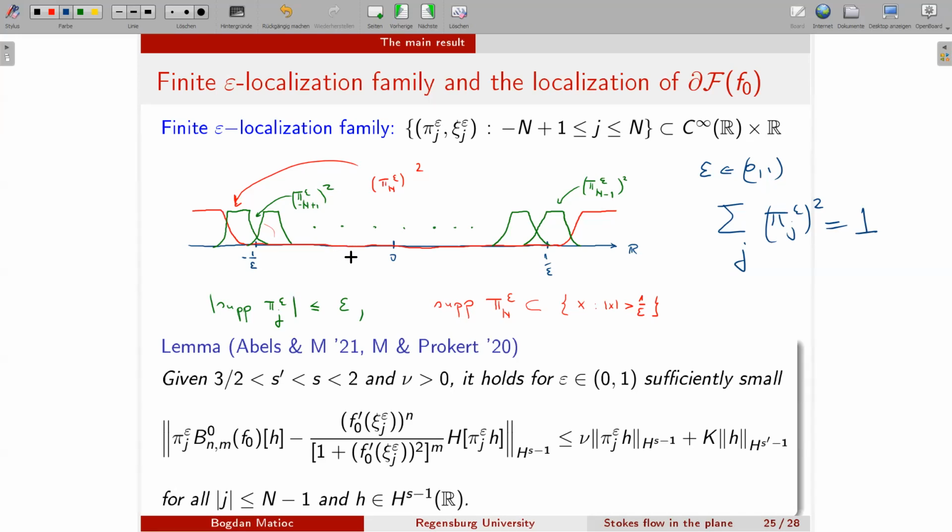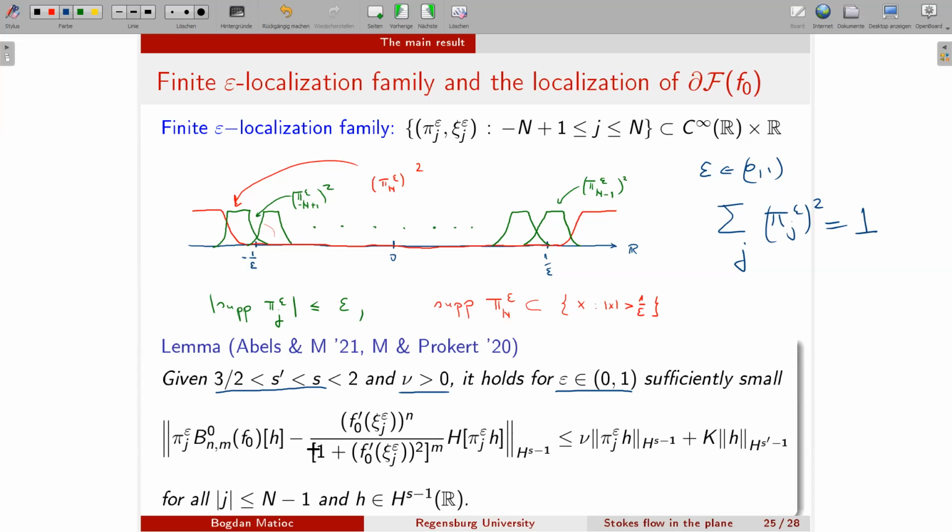Okay, and then the localization goes as follows. We choose s prime between 3/2 and s, and we are given mu positive. Then, for epsilon sufficiently small, we find such a partition such that pi j epsilon multiplied with, this is the operator we want to localize, we want to localize B N M O applied to f0 evaluated at h, and we multiply with pi j epsilon.